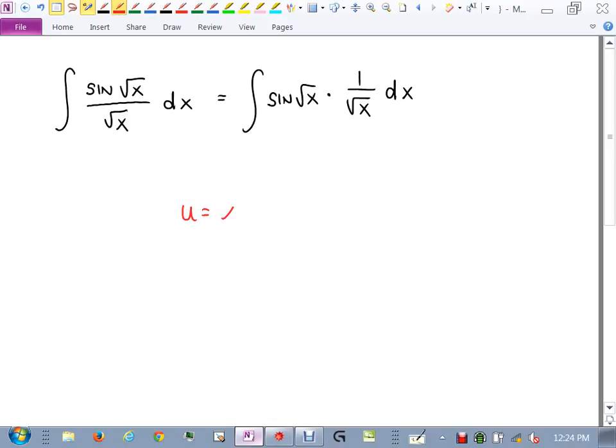How about this? Would this be a good choice? U is x. No, because the derivative of x is 1, and that actually would just take you back. All this would do is you would rewrite the entire integral and all your x's would become u's. It'd be sine square root of u times 1 over square root of u du. And you'd be at exactly the same spot. So that's an example where I didn't grab enough. In the previous, what I wrote down, I grabbed too much.